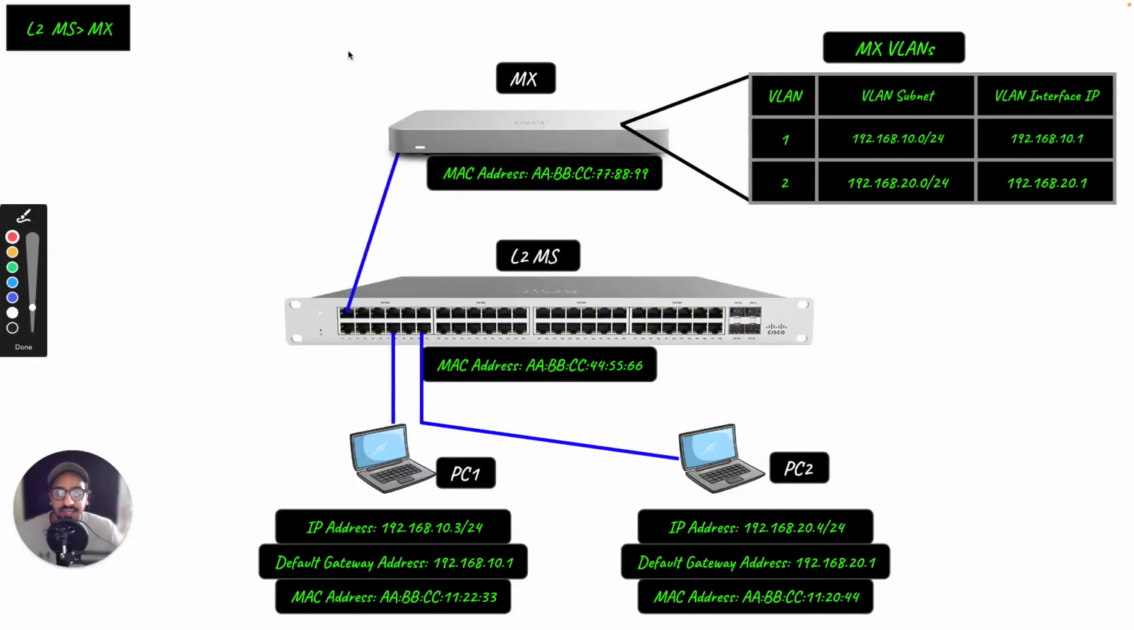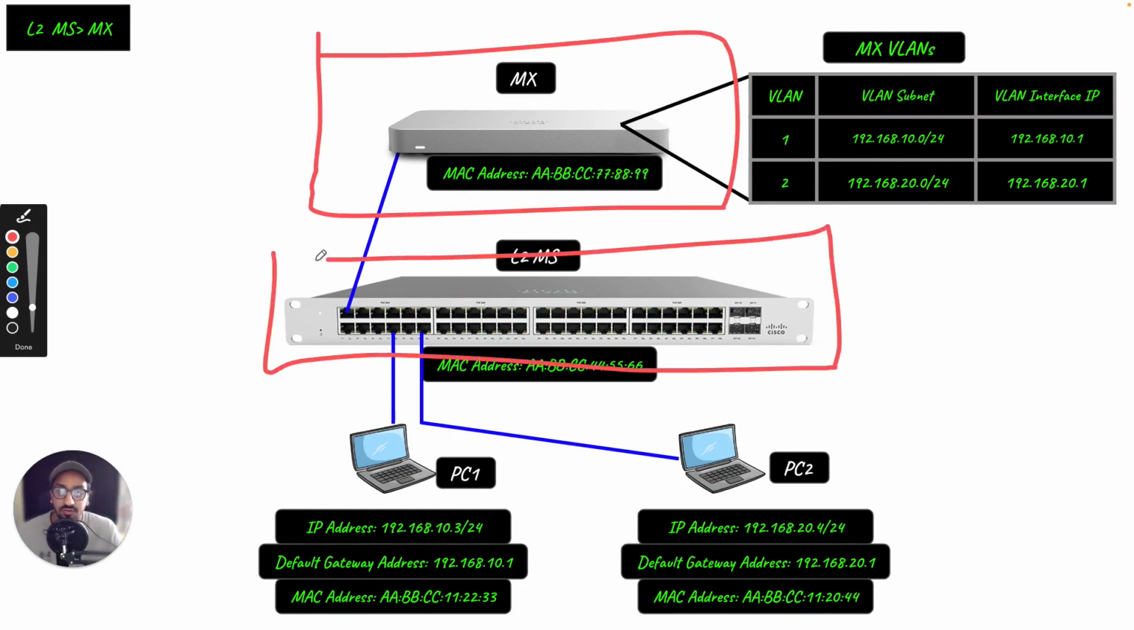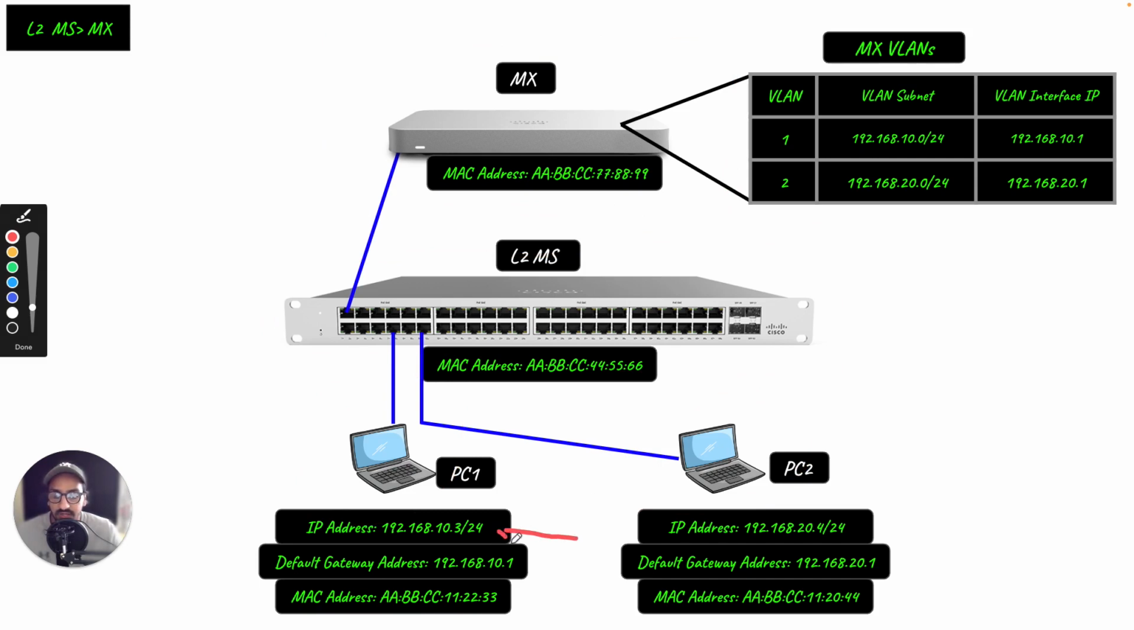So this is a basic topology. Here we have an MX, a layer 2 MS device, PC1 and PC2. PC1 has an IP address of 192.168.10.3 and PC2 has an IP address of 192.168.20.4. So these two devices are in separate VLANs. The default gateways both reside at the MX level, so the MX has both of these addresses because it's doing the layer 3.